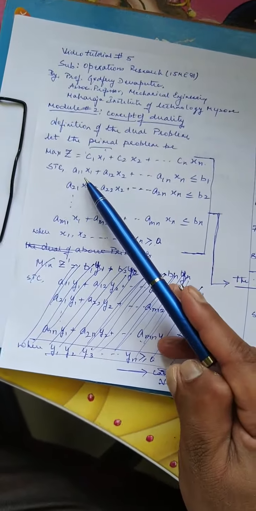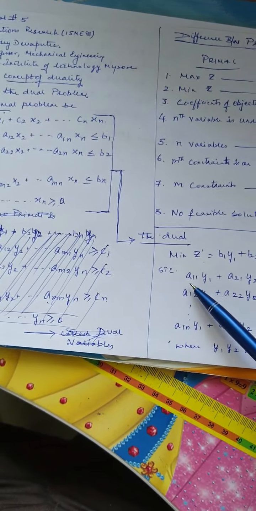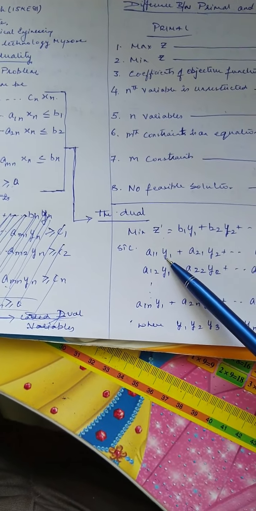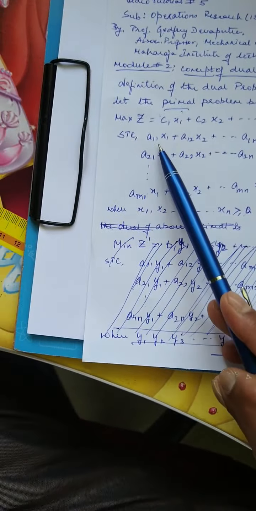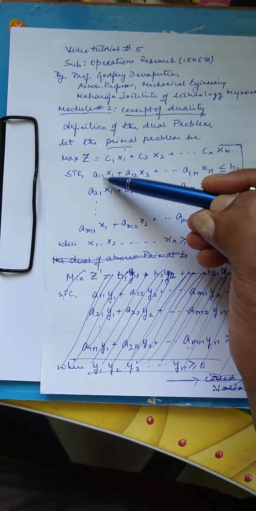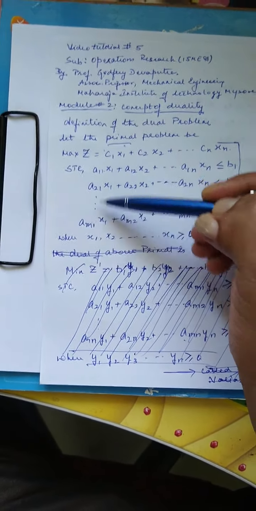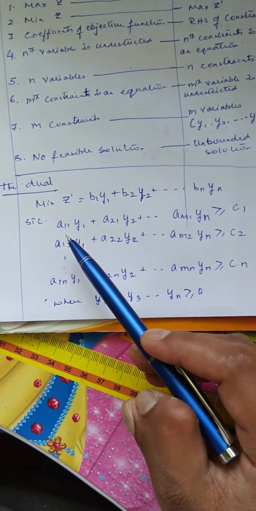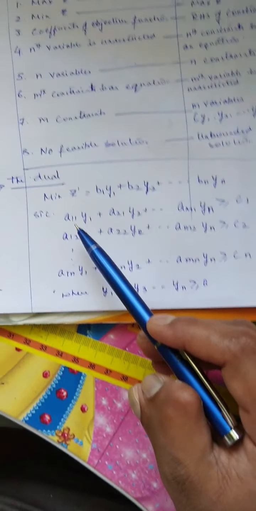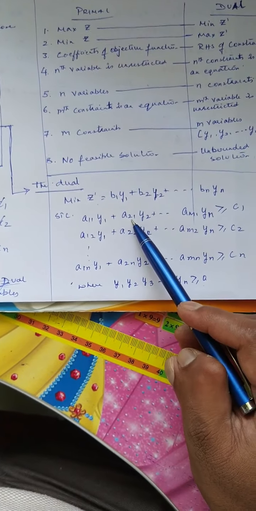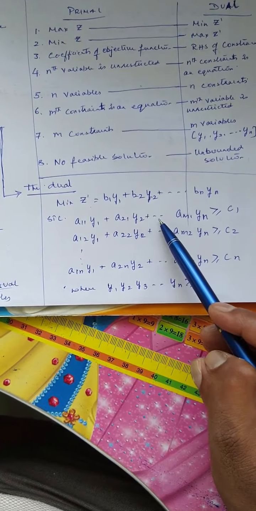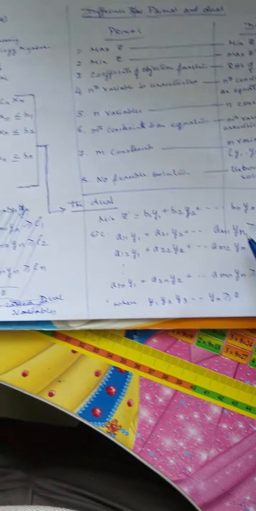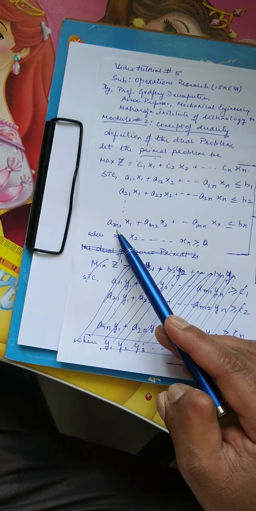So here a11 x1 has been replaced by a11 y1. Moving on, the first set of constants we have, a11, a21, etc., all of them become the coefficients of the variables in constraint number 1 in the dual. So therefore here a11 y1 plus a21 y2 plus etc. up to am1 ym, which you can see, am1 is available here.